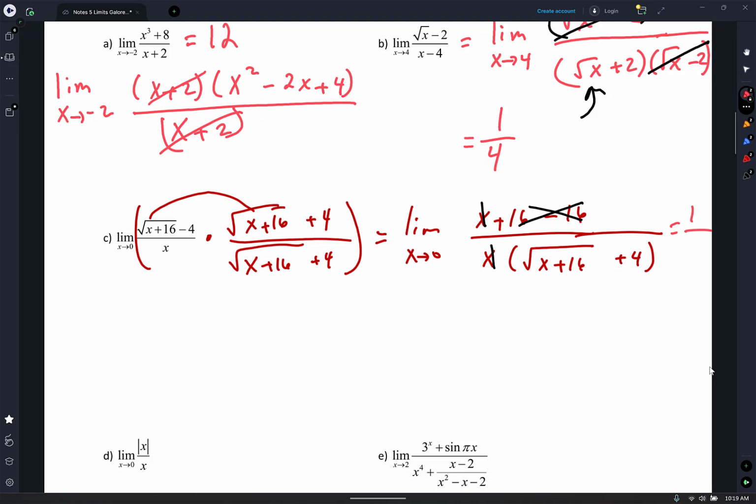1 over, not 16. The square root of 16 is 4, and 4 plus 4 is 8. You plug in a 0 into the square root of x plus 16, you get the square root of 16, which is 4, and 4 plus 4 is 8.